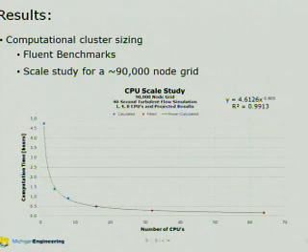Finally, a computational cluster was sized based on results of Fluent benchmarks as well as a scale study which used a 90,000 node grid. The graph below shows the results of the study, where on the y-axis we have the computational time in hours, and on the x-axis we have the number of CPUs used. The problem took approximately 5 hours to complete with 1 CPU and under 1 hour with 8 CPUs. Further scale studies need to be carried out to account for the memory used and the computer architecture used.